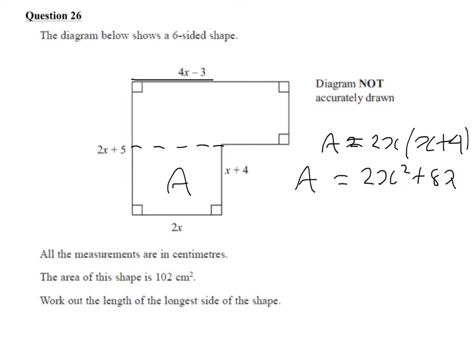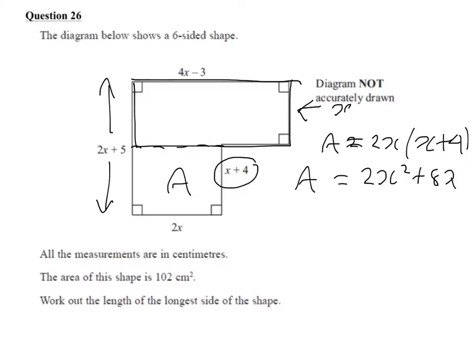Now our second rectangle, we know the width is 4x minus 3, but we need to work out this side here. Now we know the full length is 2x plus 5, we need to subtract from it x plus 4, and that's going to leave me x plus 1. Just to show you that, 2x plus 5 minus x plus 4 comes to x plus 1.